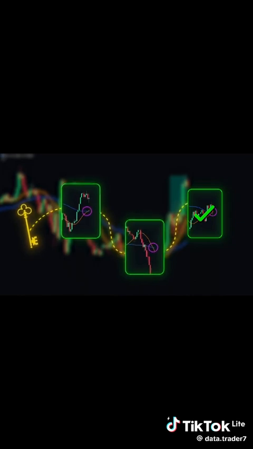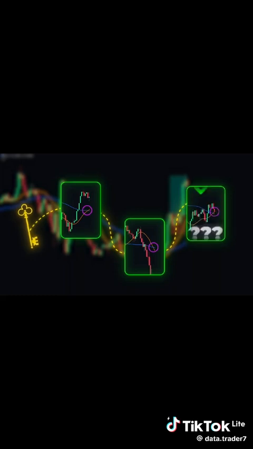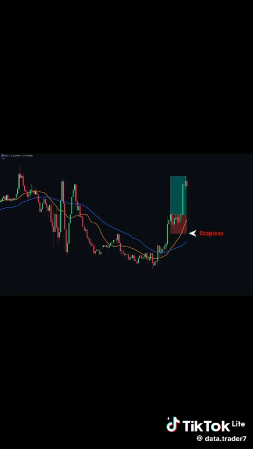However, just because the previous crossovers were successful doesn't mean the next one is guaranteed. If that were the case, then crossovers would work forever. But that's clearly not how markets behave. That's why we always place stop losses during our entry, in case the trade goes against us.